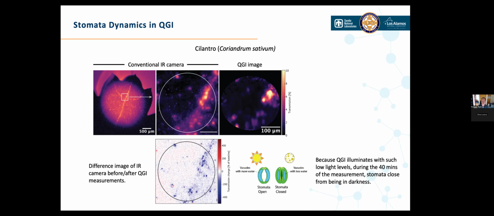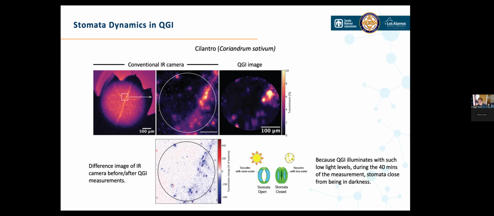And there's a reduction. Those blue spots are essentially regions where there's less transmission. This is actually the plant reacting to the environment over the course of the measurement. Because our light levels are so incredibly low, the stomata close. And we can actually see that. We're imaging the plant while it's doing its own natural living. Its own processes are going on. We are not interfering with that.